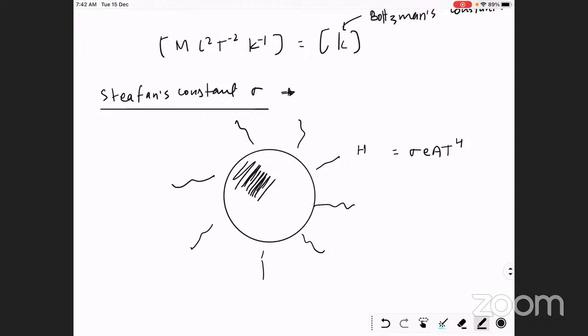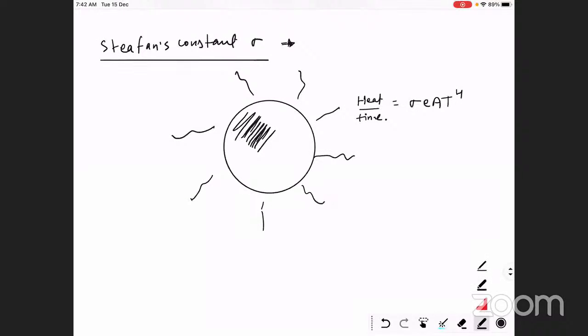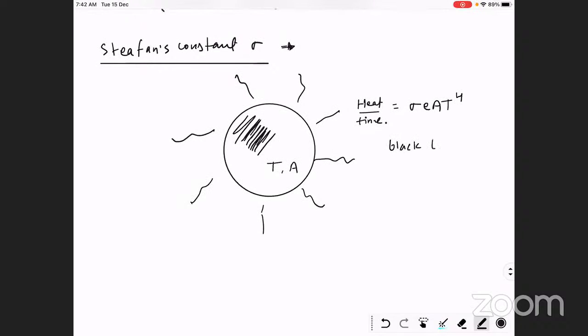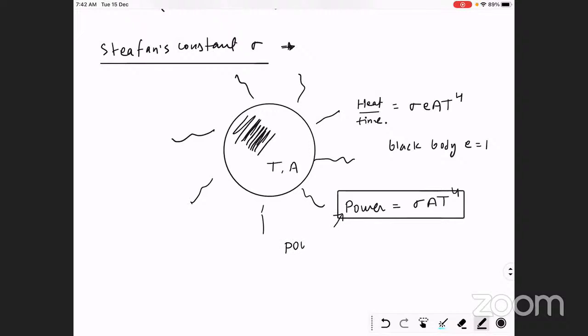Power means heat radiated per second. Suppose this is a hot body whose temperature is T and its area of cross section is A. Then it is going to radiate this much energy. And if it is a black body, what should e be? If it is a black body, e is 1. So the power radiated by a black body of temperature T is equal to sigma A T^4.